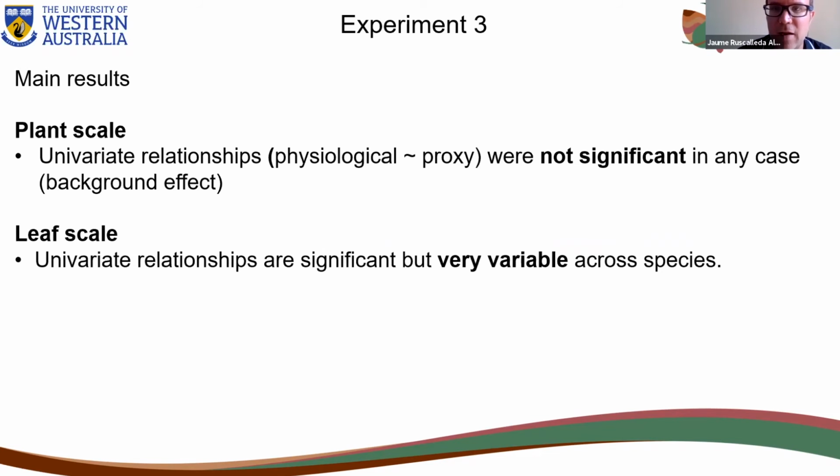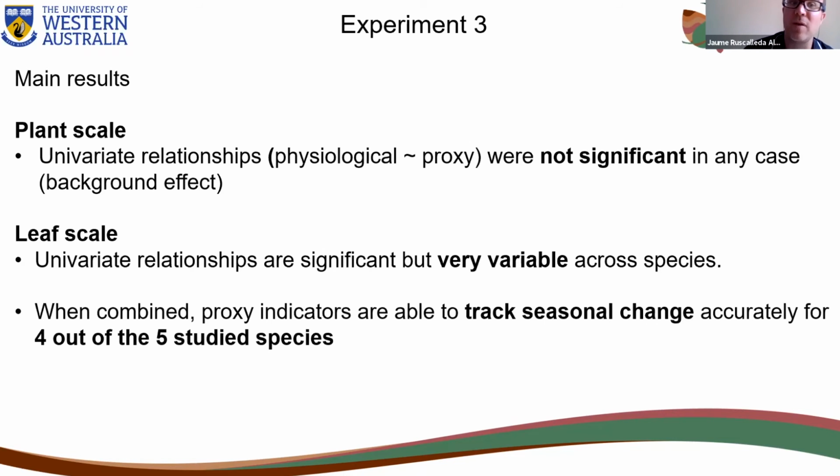However, at the leaf scale, we did find some significant relationships when we look at univariate variable comparisons. And when we bring them together, we see that these remotely sensed proxy indicators are able to track seasonal changes in 4 out of the 5 studied species in the field.